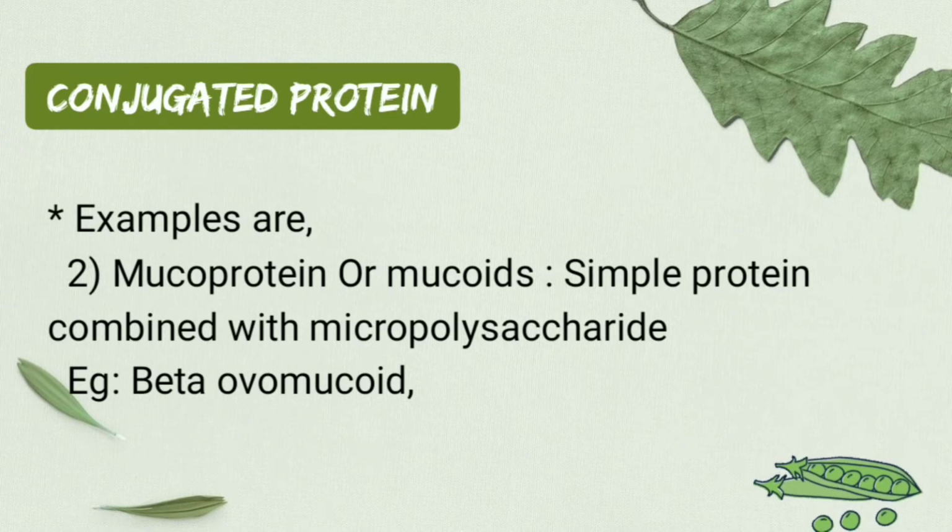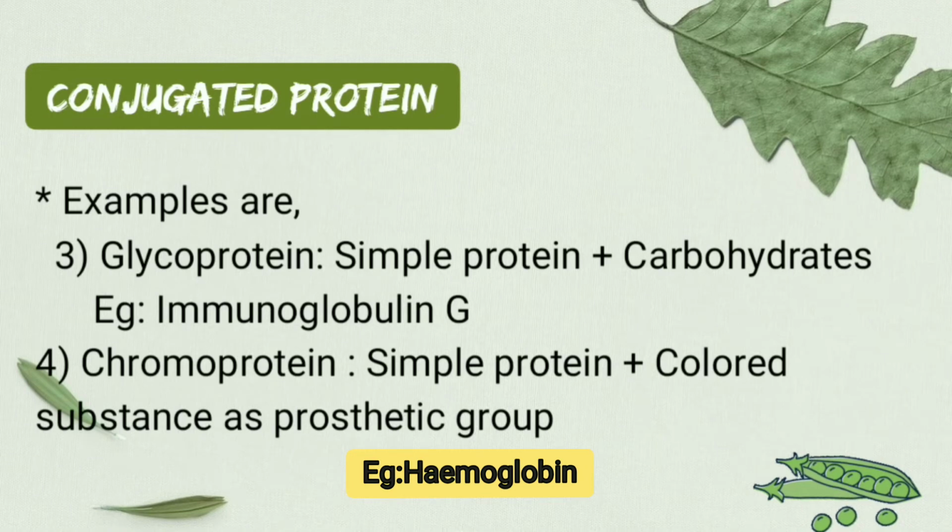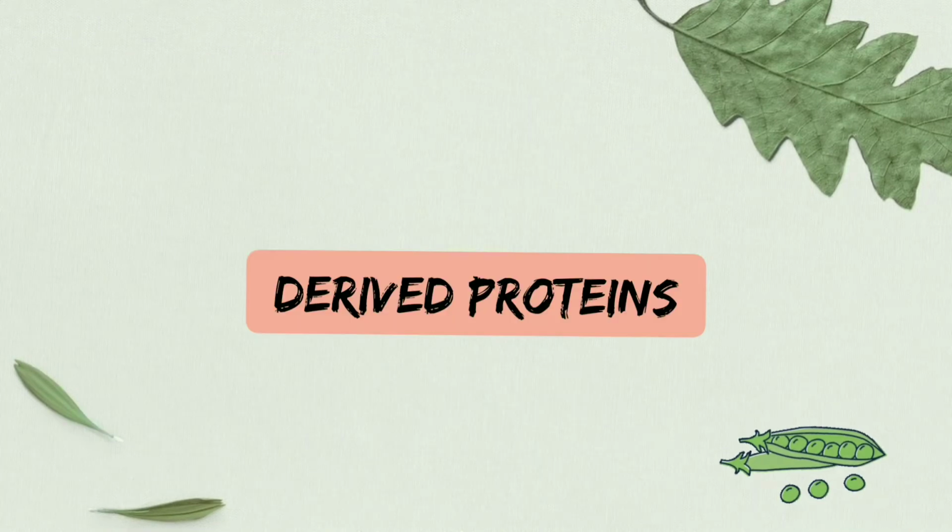Second one is mucoprotein or mucoid. That is combination of simple proteins with mucopolysaccharide. Example, beta-ovomucoid. Third one is glycoprotein. That is combination of simple protein with polysaccharide. Example, immunoglobulin G. And finally, fourth one is chromoprotein. That is combination of simple protein with a colored substance. That is, here a colored substance is the prosthetic group. Example, hemoglobin.